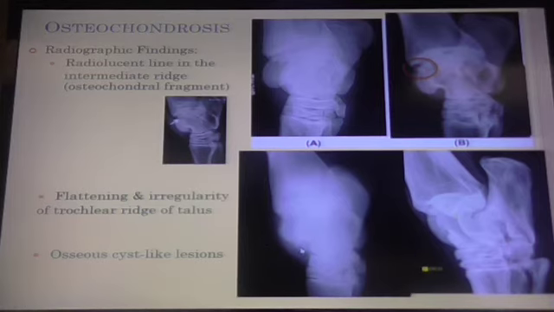And then you see the flattening and irregularity of the ridge of the talus on that one. And obviously this is a lateral only because here's your little L. Okay, your little stair step. This one does not. So that's medial. Straight down. That's correct.